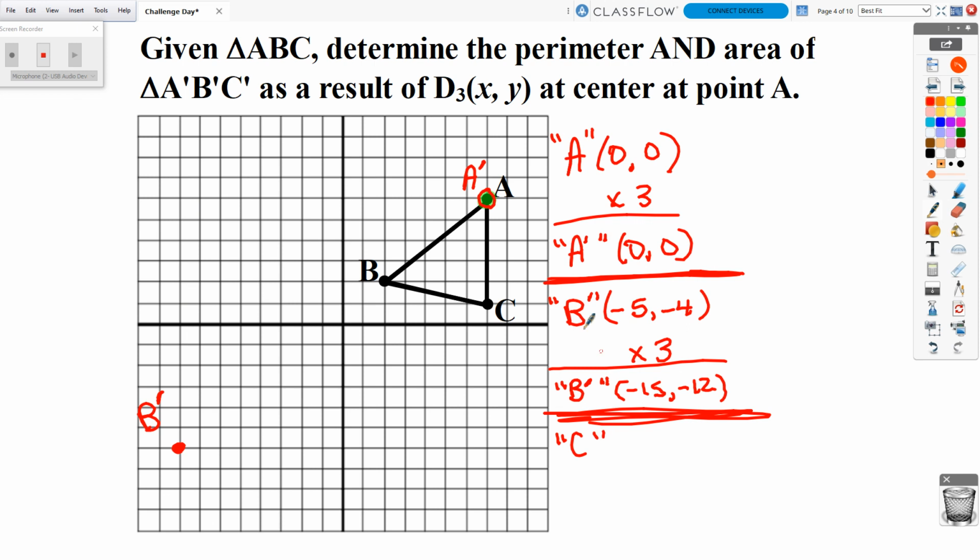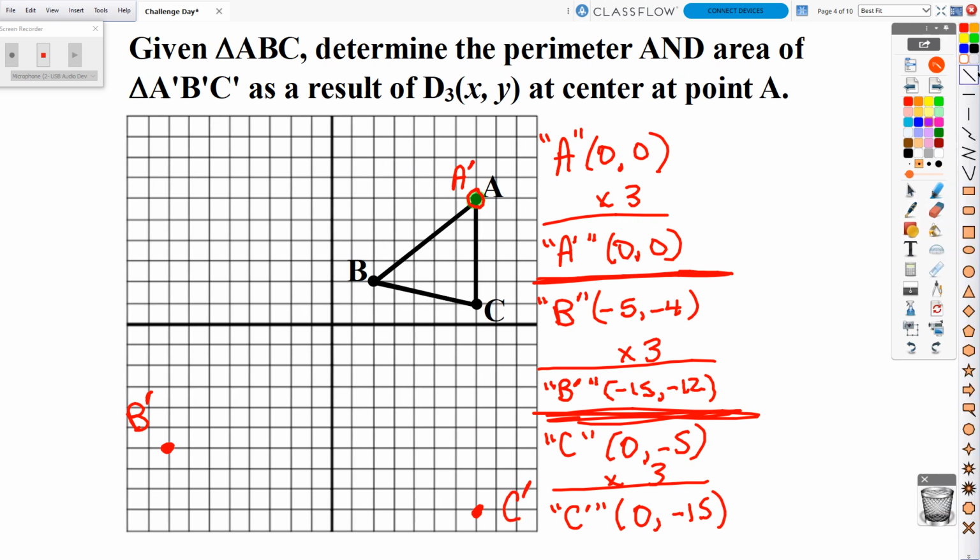C is going to be at 0, comma, -1, -2, -3, -4, -5. So 0, -5. We multiply that by 3. And C prime is going to pretend to be at 0, comma, -15. So moving over 0, but down 15. I already know C is down 5, so 6, 7, 8, 9, 10, 11, 12, 13, 14, 15. Here's C prime.